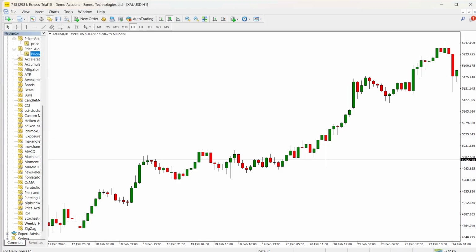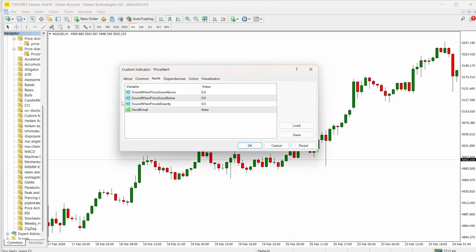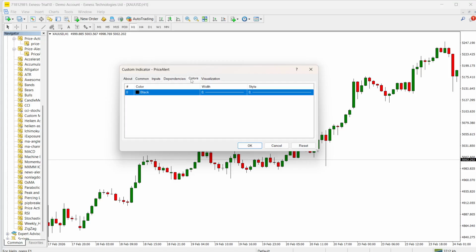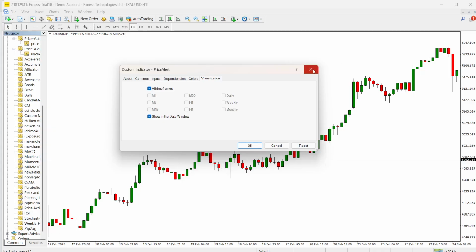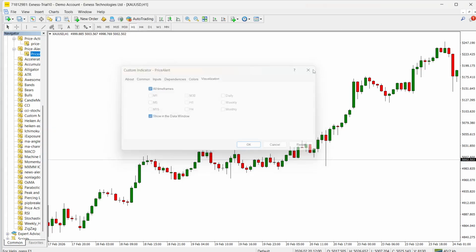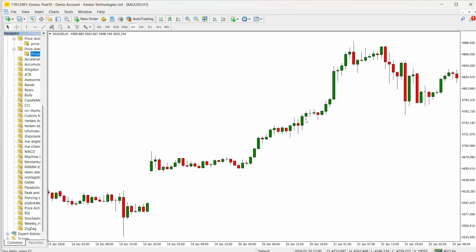All right, so we've already looked at the settings. You can also enable emails. It can send you emails directly. You can also customize colors and preferred time frames. All right, so we have that.